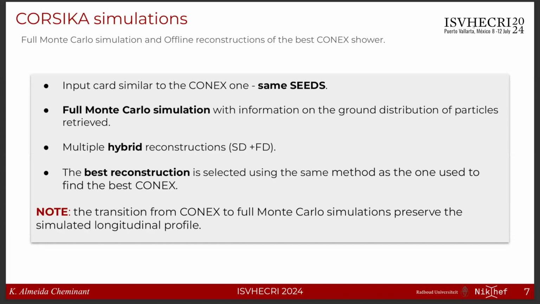And as I said, once you have found your best CONEX showers, you have to rerun a full Monte Carlo simulation to have information about the ground distributions of particles. So essentially, you just rerun your CONEX showers, but this time you activate a full Monte Carlo simulation. Then you do a hybrid reconstruction of all your showers. And then you select the best reconstruction exactly based on the same criteria as you did before for CONEX. I would like to just highlight the fact that when you transition from CONEX to full Monte Carlo, we actually preserve the simulated longitudinal profile. So there's no loss of information here. It's all going quite well.